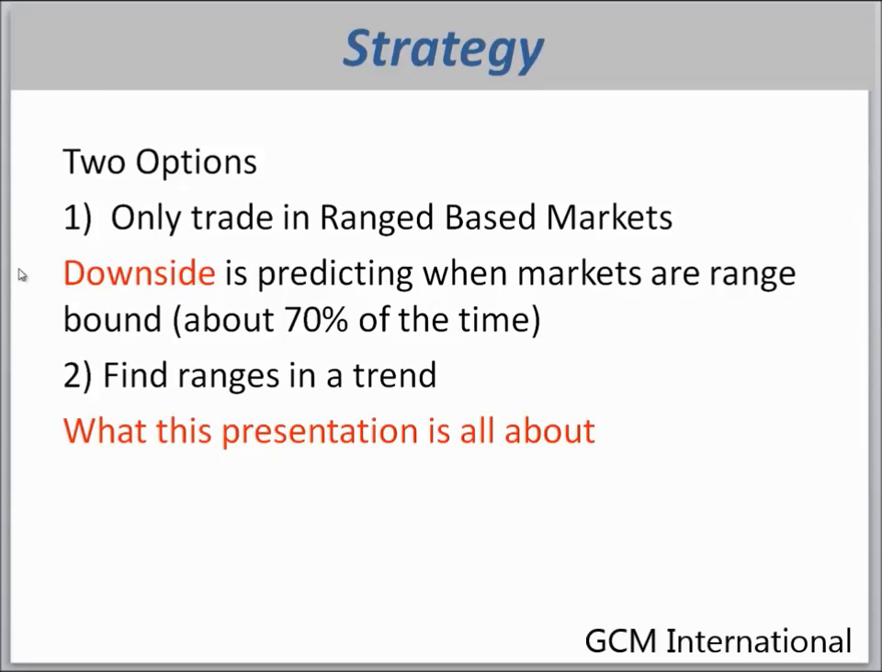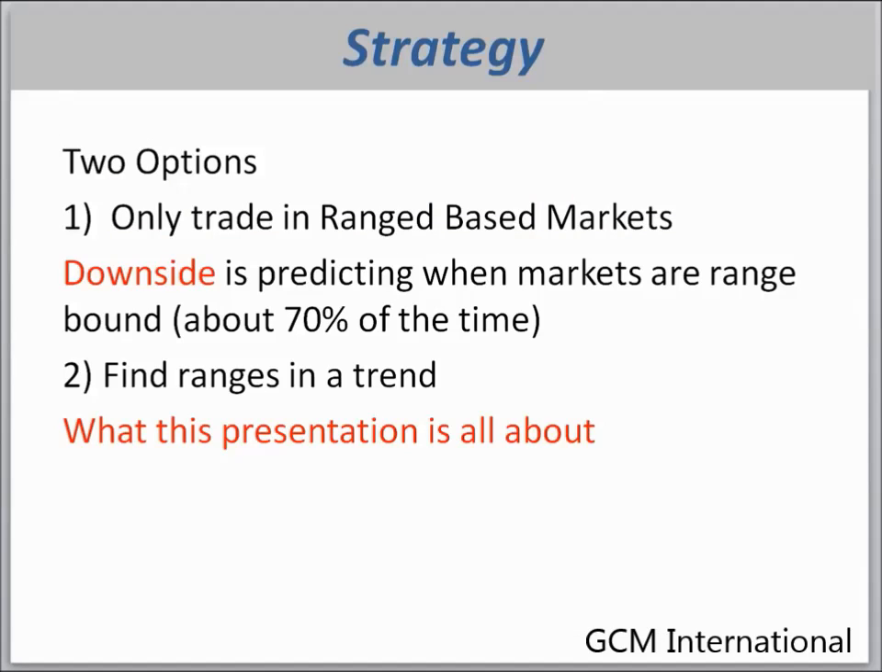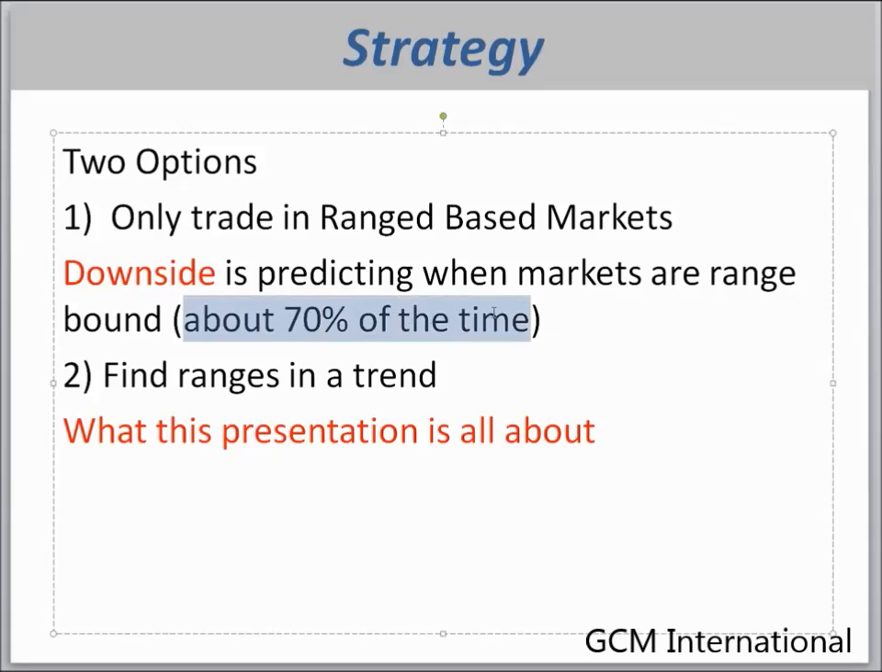You can either trade it by deciding I'm only going to trade during range-based markets, and that's a great idea. However, the big downside is you have to predict. You have to be Nostradamus and know when the markets are going to be range-bound. Now, it's about 70% of the time they are range-bound. Markets do stay within their ranges about 70% of the time.